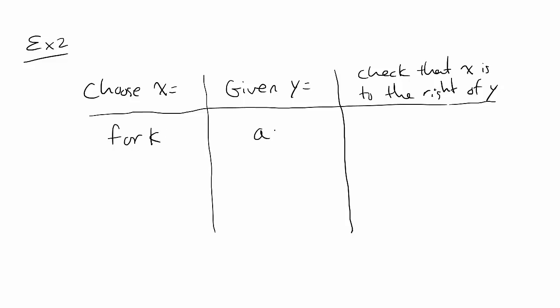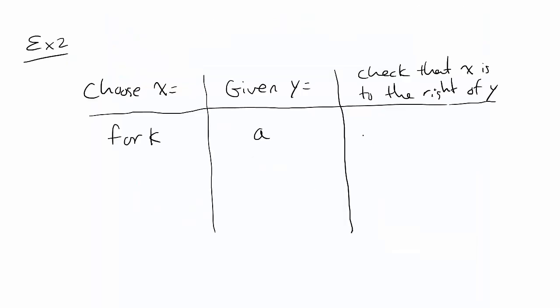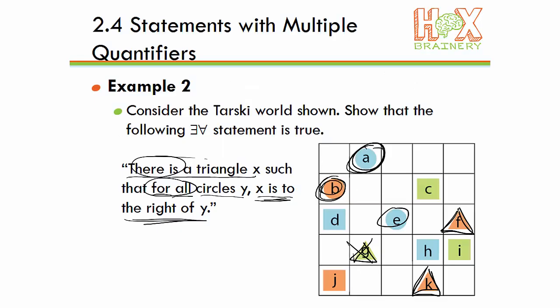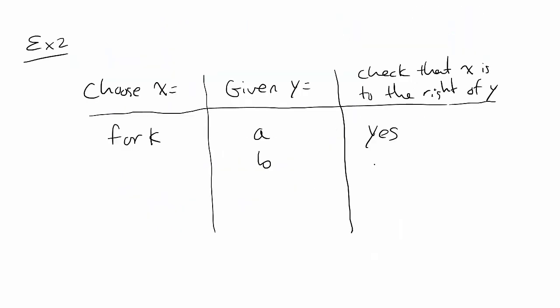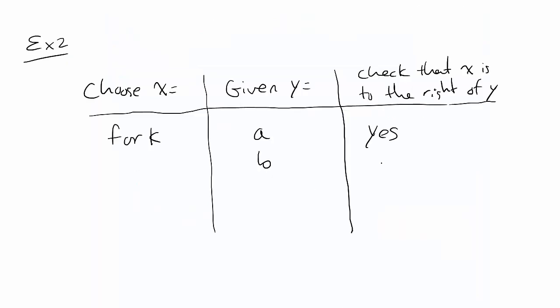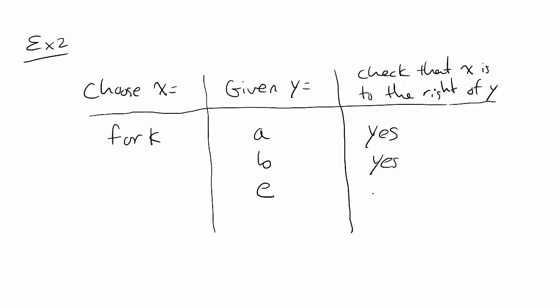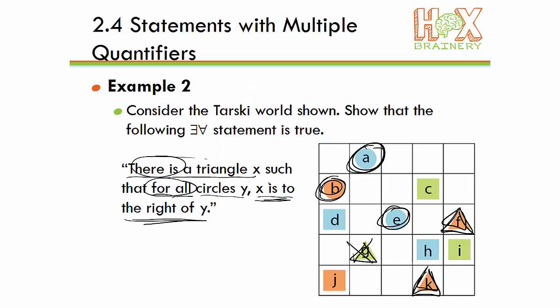And then given A, circle A, that was this one up here, is your triangle to the right of it? Yes. What are the other circles? B? Is your triangle that you selected to the right of circle B? Yes. And then the last one was E, circle E. And is your triangle to the right of it? Yes. So you show that it works in all those cases. And that's it. So that's how you show that the existential universal statement is true.